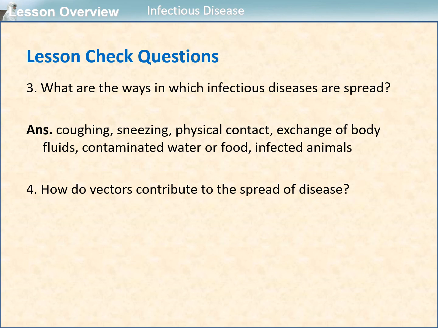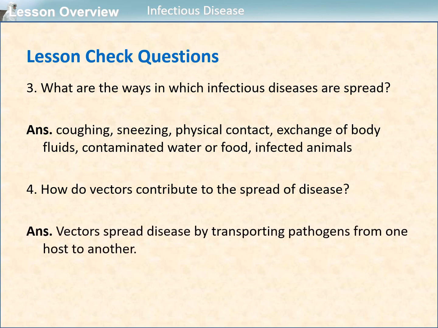Our last question, how do vectors contribute to the spread of disease? So again, think of your answer. The answer is vectors spread disease by transporting pathogens from one host to another.